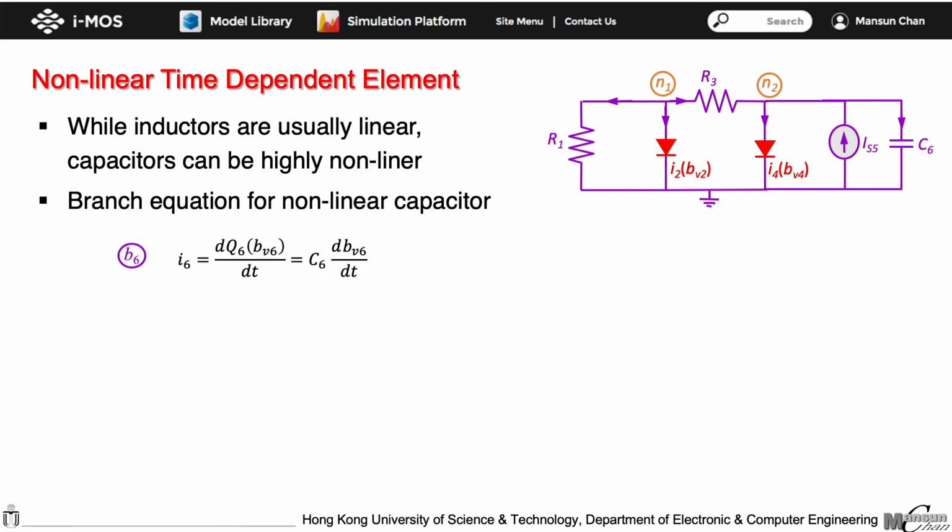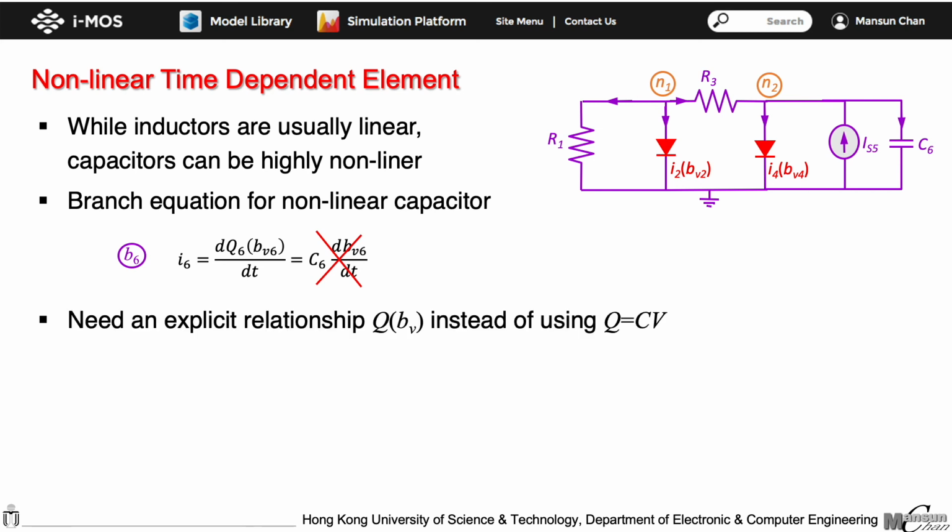Recall that the branch equation for a capacitor current is given here. When C6 is a linear capacitor, we can rewrite it as the capacitance times the branch voltage. However, when the capacitor is nonlinear, the relationship of Q equal to CV no longer holds, and an explicit relationship of charge and branch voltage has to be derived. That is, an explicit QV relationship is needed. It implies that besides the IV relationship of the branch, a QV relationship is also needed with the charge as the state variable.